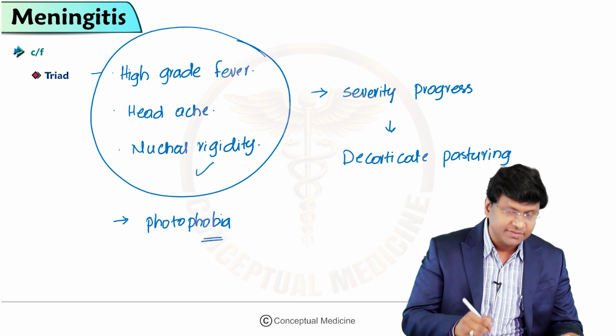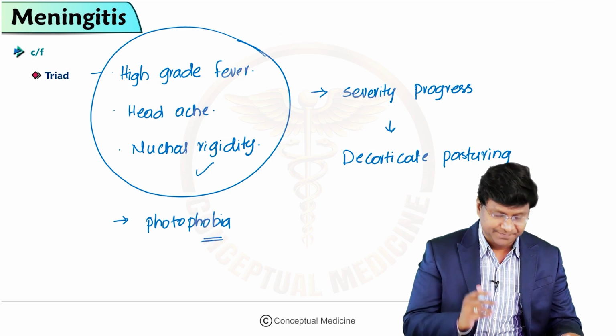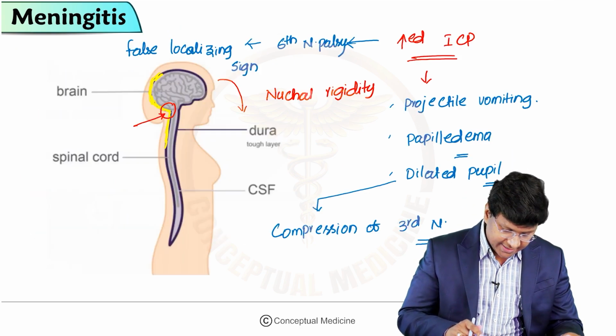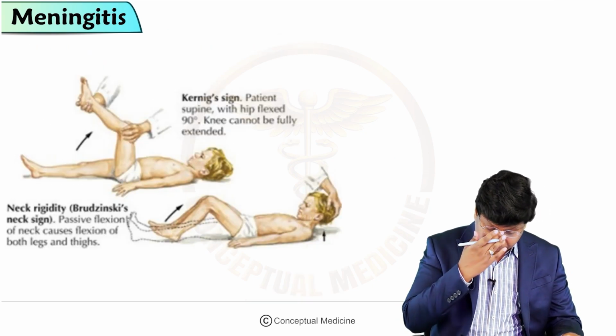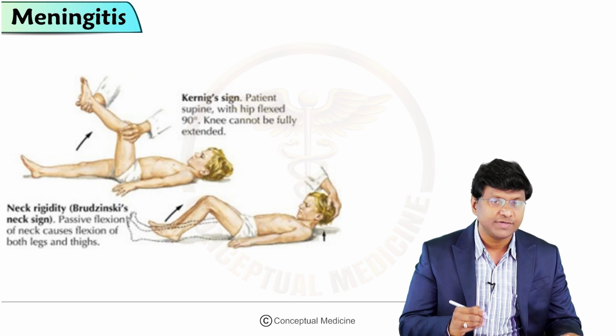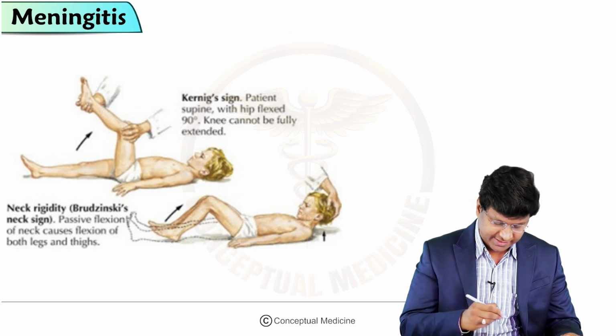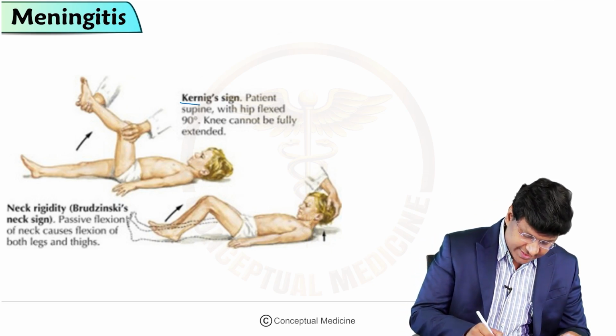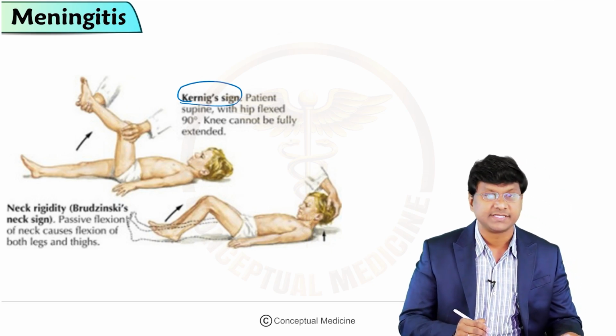Nuchal rigidity, which we also call neck rigidity, will be present in patients with meningitis. Next, the other important points that you have to remember is that in patients with meningitis, you have these two important signs, that is Kernig sign as well as the Brudzinski sign. Now, what do you understand by this word, the Kernig sign?